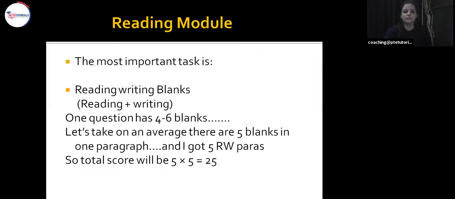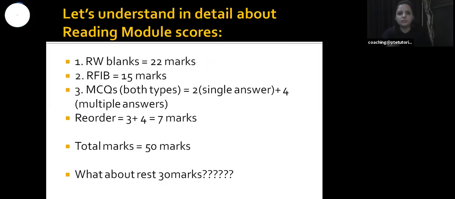And see here, total reading module score, I have done some calculations. Let's understand these things. RW blanks, suppose I got on an average 22 marks from reading and writing blanks. Maximum score I'm talking about. I'm not talking about the number of scores you will be getting in reading and writing blanks. Some reading and writing blanks, suppose you got 3 blanks, somewhere you got 4 blanks, and somewhere you got 5. So on an average I have taken here 22 marks.